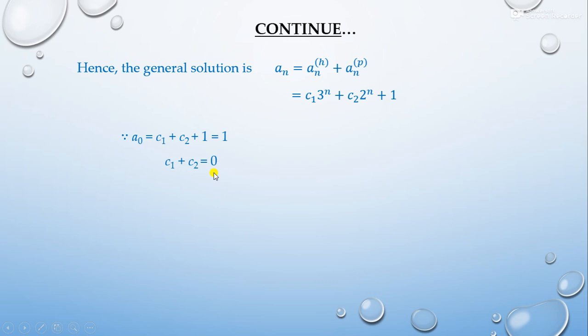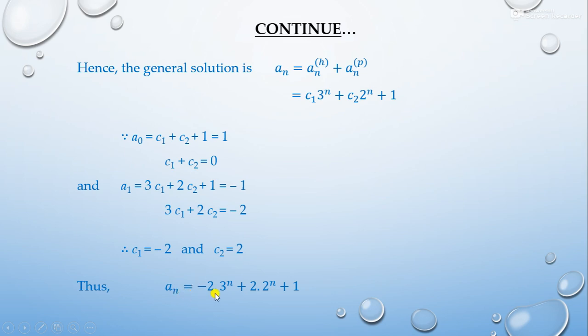Next, we are given the value of a1, that is minus 1. So put here n is equal to 1. So it becomes a1 is equal to 3C1 plus 2C2 plus 1 is equal to minus 1. Now from here we get the equation 3C1 plus 2C2 is equal to minus 2. Now we have these two equations, so solve these two equations and calculate the values of C1 and C2. When we solve them, we get the values of C1 and C2 as minus 2 and 2.